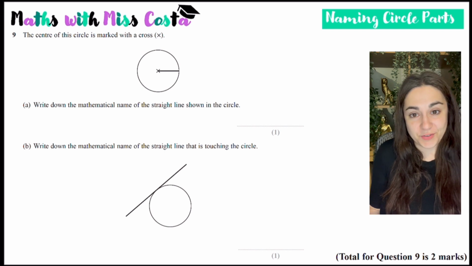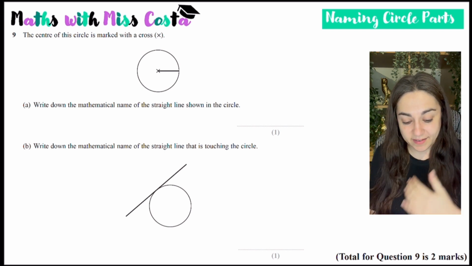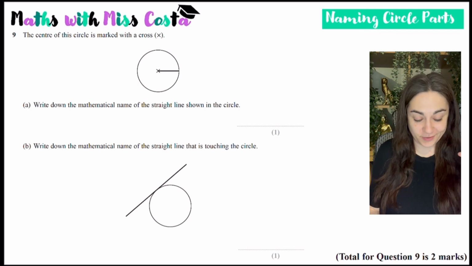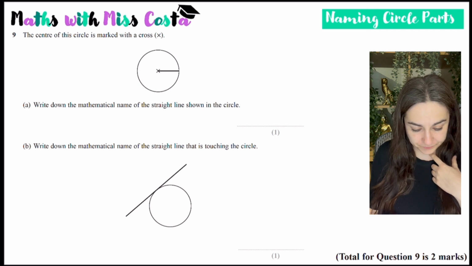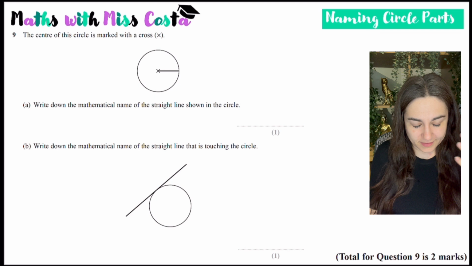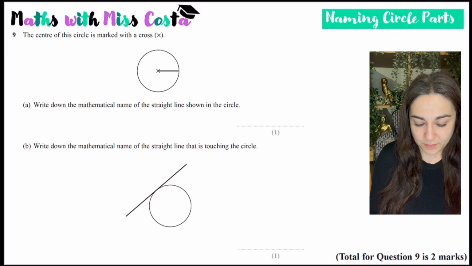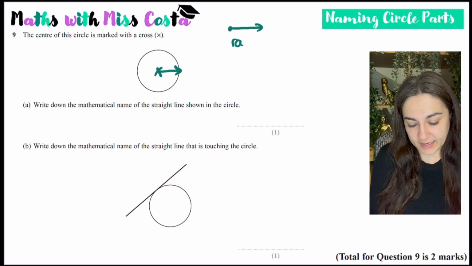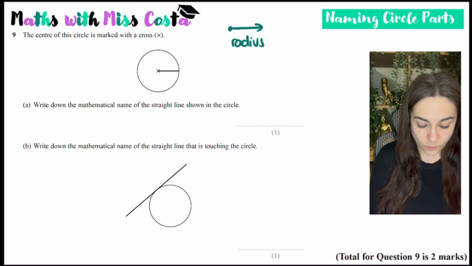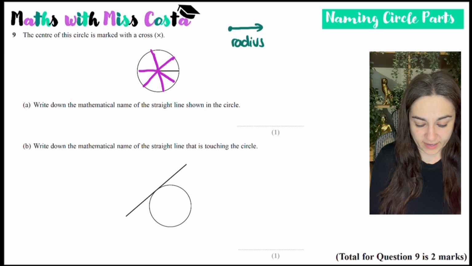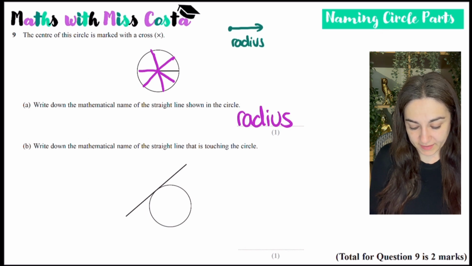Okay, now I have to just name some circle parts. I'm told that the centre of the circle is marked with a cross, and I need to write down the mathematical name of the straight line shown in the circle. A few terminologies you need to know. The name of the line from the centre of the circle to the outside is called the radius. The radius could be there, or it could have been here, anywhere from the centre to the outside. That is the radius. So that's just the name of this one here.